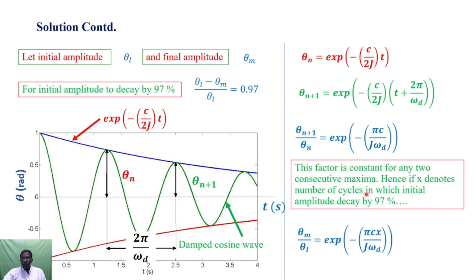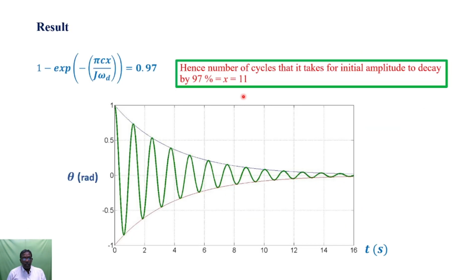If x denotes the number of cycles in which the initial amplitude decays by 97%, then I can write theta m by theta l, that is the final amplitude by initial amplitude, as exponential of minus pi C x by J omega d. For one cycle of decay, this much is the decay rate. For x cycles of vibration, how much is the decay? That should be equated to the given 0.97, from which I can obtain x is equal to 11.